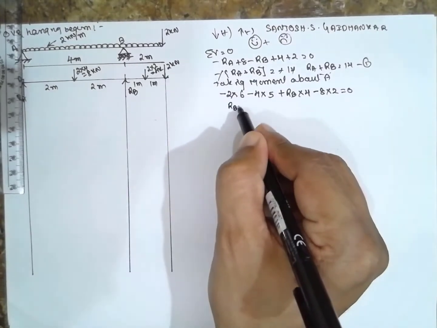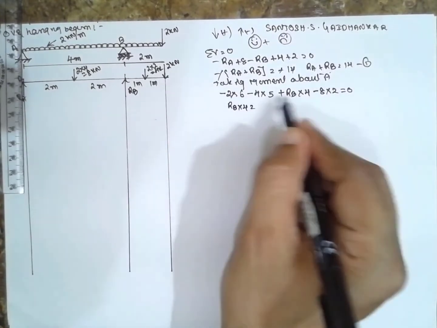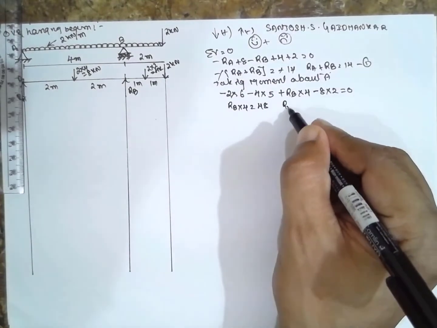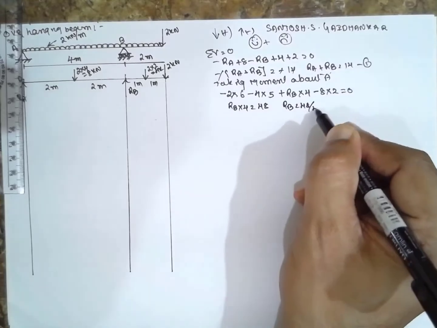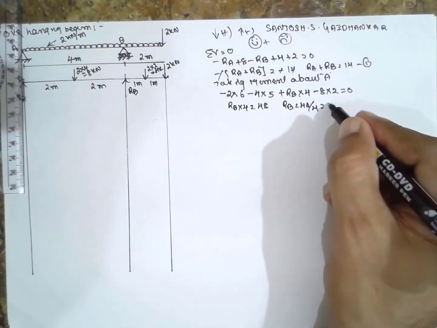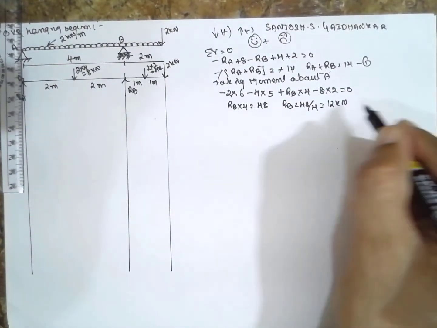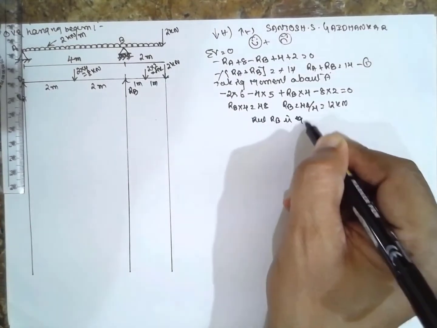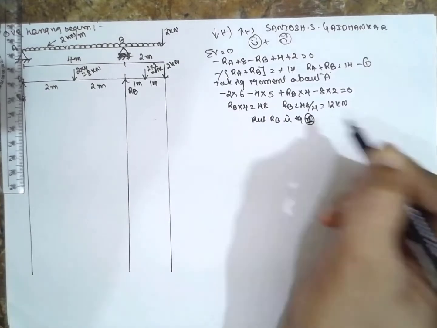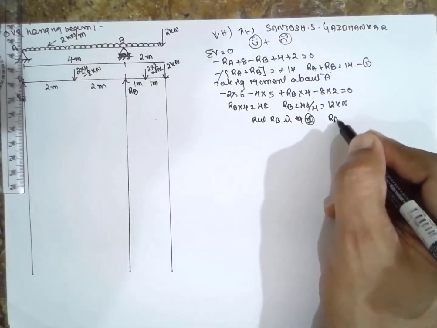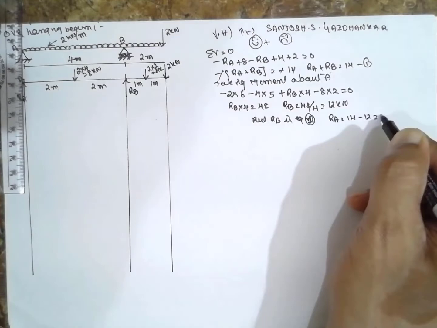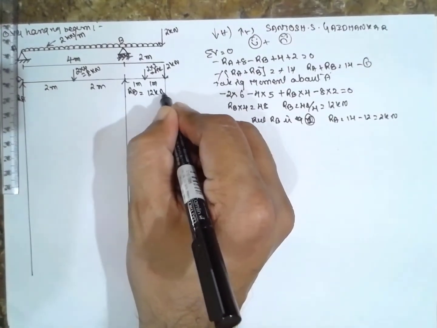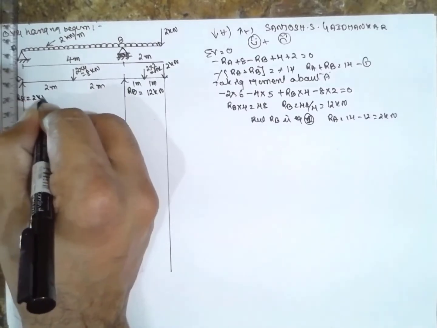Therefore RB into 4, this term is brought to that side, it becomes 48. Therefore RB is 48 divided by 4, it will be 12 kilonewton. Put RB in equation 1. You will get RA is equal to 14 minus 12, 2 kilonewton. This will be 12 kilonewton and this will be 2 kilonewton.